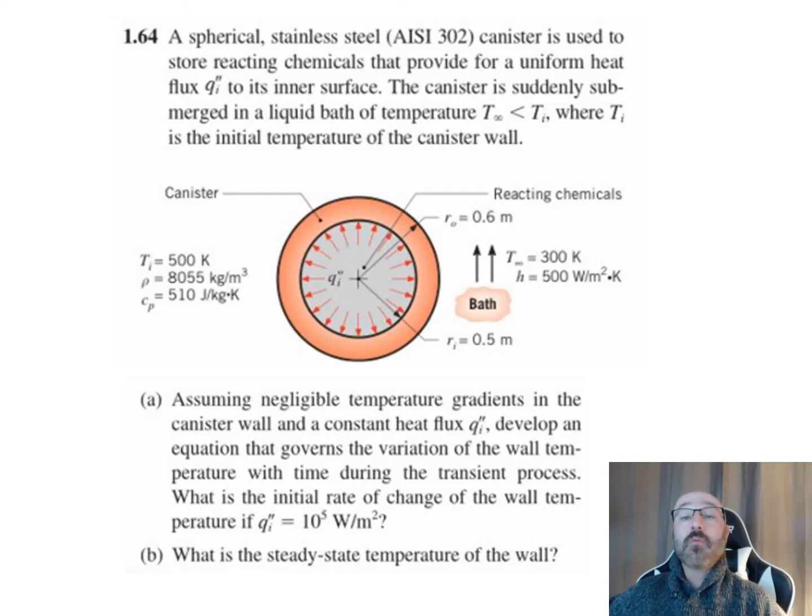So let's take a look at problem 1.64. In this problem here, they tell us that we have a spherical container. It's made of stainless steel, and it's going to be used for storing reacting chemicals that provide a uniform heat flux to its inner surface.